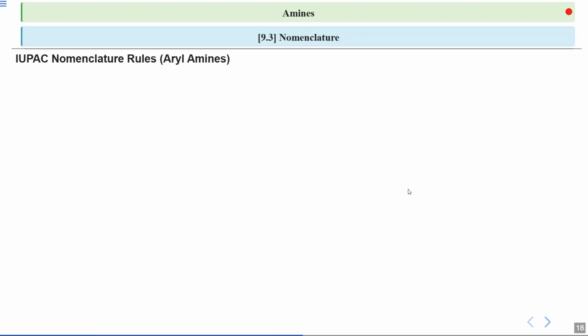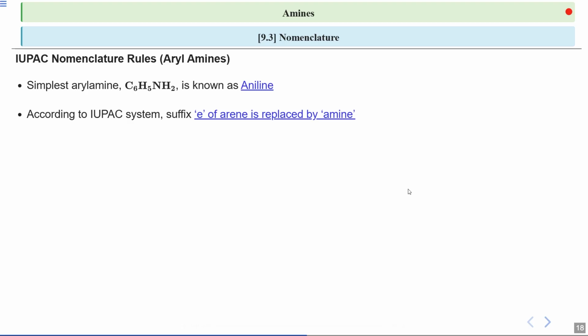Now we will look at aryl amines. First look at the simplest aryl amine, that is C6H5NH2. This compound is known as aniline, a benzene ring with the NH2 group attached. How do you name aryl amines? According to IUPAC naming rules, we replace the E at the end of arene with amine. For example, if I take benzene, I replace the E of benzene by amine, so it becomes benzene amine.